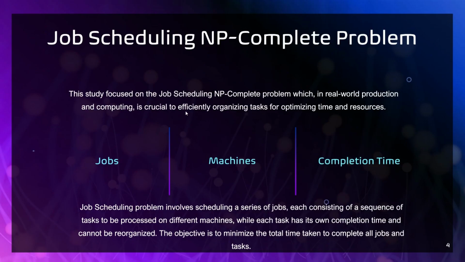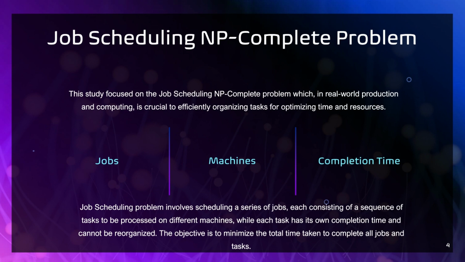So here we have the job scheduling NP-complete problem that we focused on in this project. This study focused on the job scheduling NP-complete problem, which in real-world production and computing is crucial to efficiently organizing tasks for optimizing time and resources. And then here we have three of the components involved: jobs, machines, and completion time and processing time.